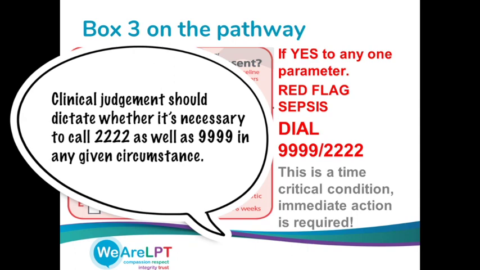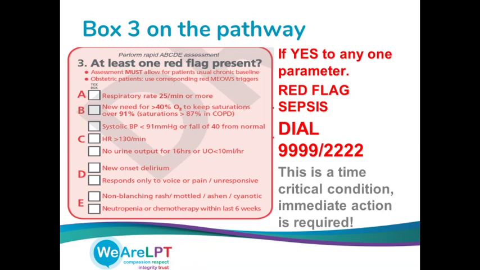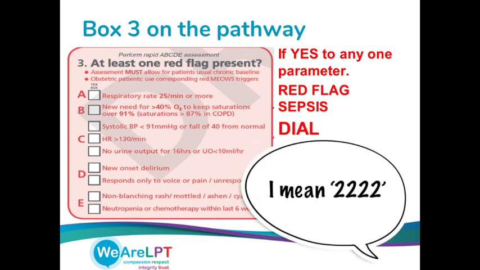If you have identified that they do have a current infection, the red flag system is presented as an ABCDE approach. For any one of these parameters, your patient would have to be scoring a 3 in one parameter alone, at least. This would indicate a red flag sepsis. In addition to that, if they are scoring for any of the following: a new onset delirium, they're only responding to voice or pain, or they are unresponsive, or they have a rash that is mottled or ashen, or they are looking cyanotic, which is a blue tinge to the skin, or you're aware that they have neutropenia or chemotherapy within the last 6 weeks, these are automatically red flags for sepsis in the presence of a known or suspected infection. At this point, you are being asked to contact 999 and 222.